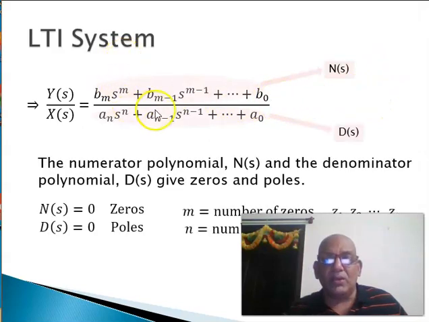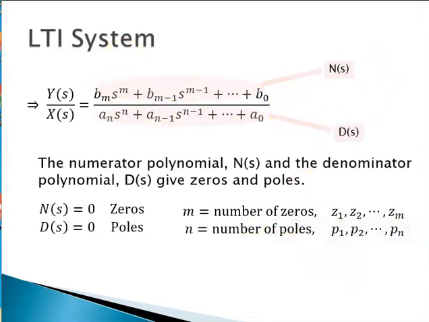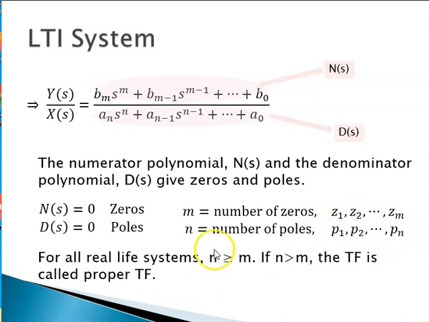If you equate the numerator polynomial to 0, you get what are called the zeros of the transfer function. That is, this m order N(s) equal to 0 will give you the zeros, and this denominator D(s) equated to 0 will give you what are called poles. There are m number of zeros, n number of poles. For all real life LTI systems, this n is greater than or equal to m, and in such case it is called proper transfer function.